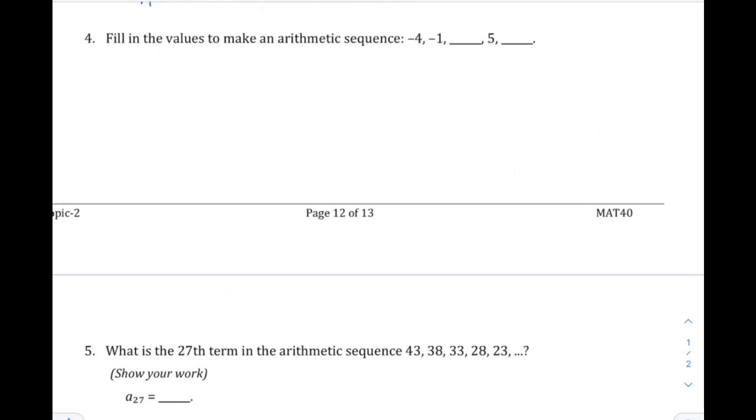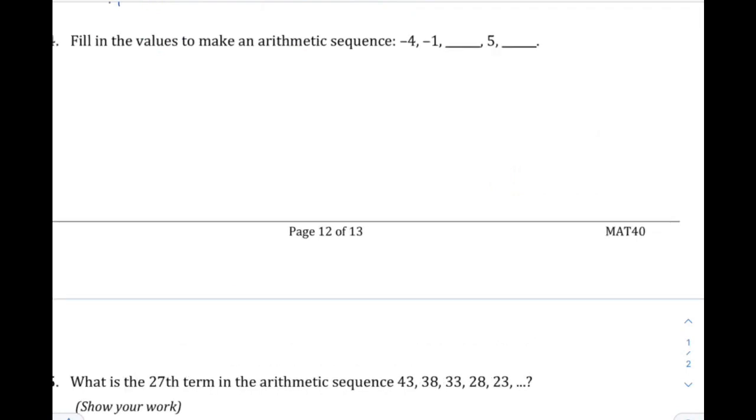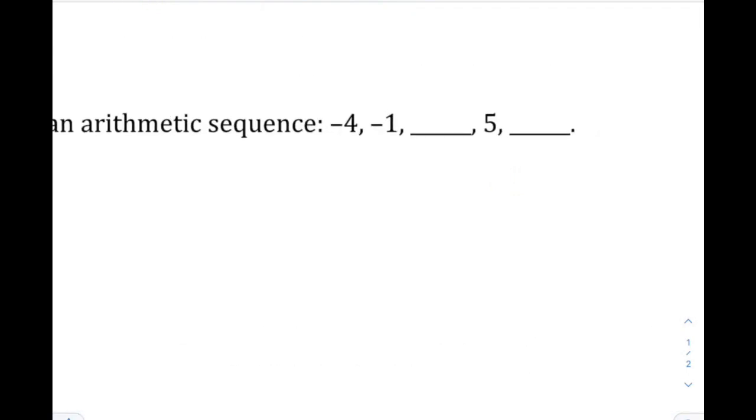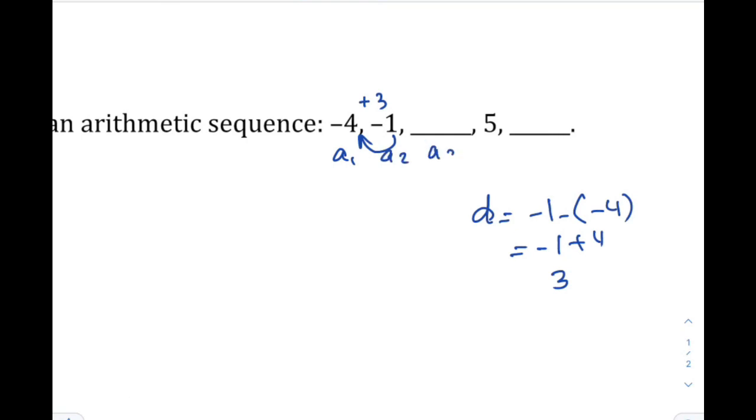Fill in the values to make the arithmetic sequence. Now, since it is said to be an arithmetic sequence, that means they will be increasing or decreasing by the same common difference. So let's find D first. D is negative 1 minus 4, which is negative 1 plus 4, which is 3. So that means this will be added by 3. It's added 3. That means this is A1, A2. Now A3 is unknown, A4 is 5, A5 is unknown. A3 will be what?